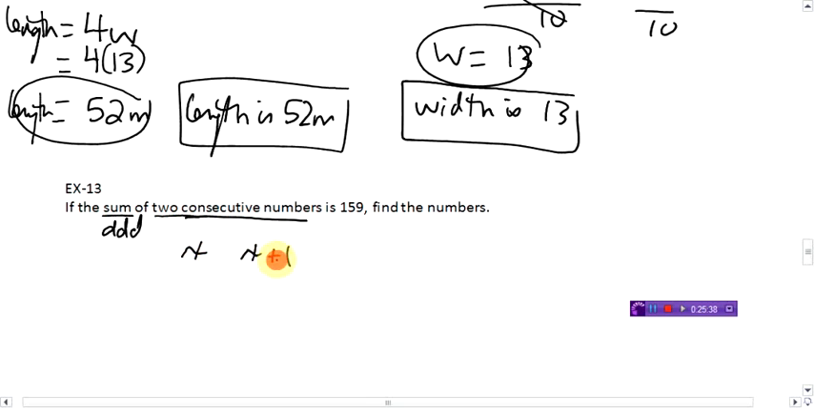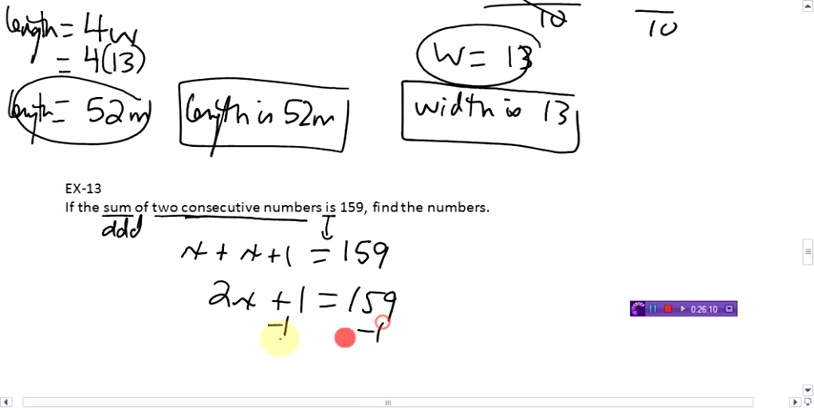So the sum of these two numbers, X and X plus 1, that's what consecutive numbers means, one number with another number after it, is 159. So how do we set this up? The sum of those two, so we add these two things together, equals, is means equals, 159. Okay, X plus X is 2X, plus 1 is 159.